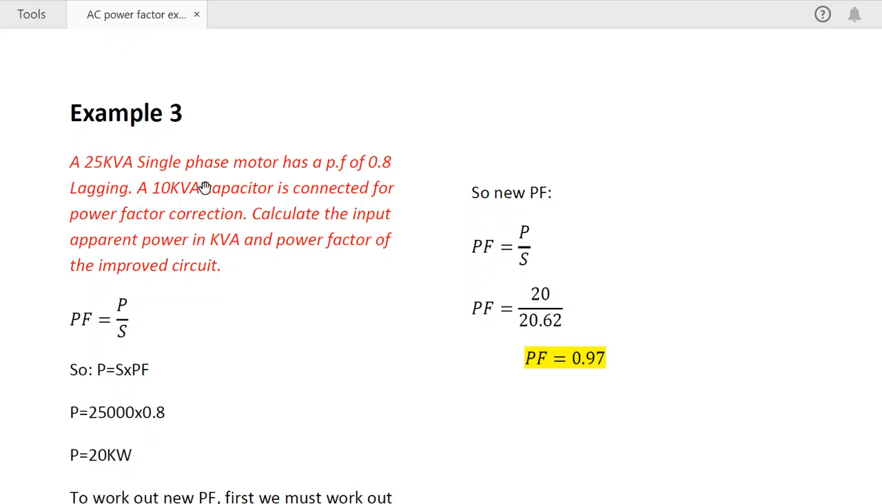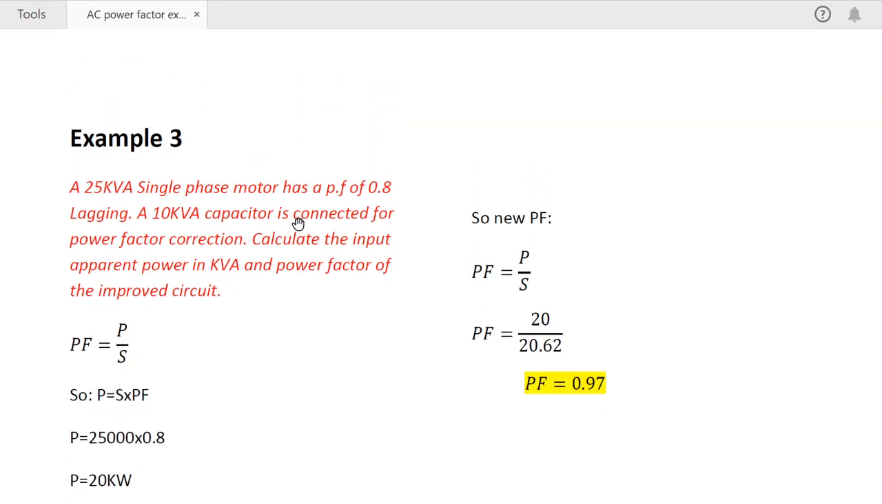We're going to connect a 10 kVA capacitor for power factor correction. Calculate the input apparent power in kVA and the power factor of the input circuit of the improved circuit. So what we're saying is we have a 25 kVA single phase motor. We're going to add a 10 kVA capacitor. We want to calculate the apparent power and the power factor after we've put that capacitor in. The apparent power before we put the capacitor in is 25 kVA, right? Because that's the power that we're given.